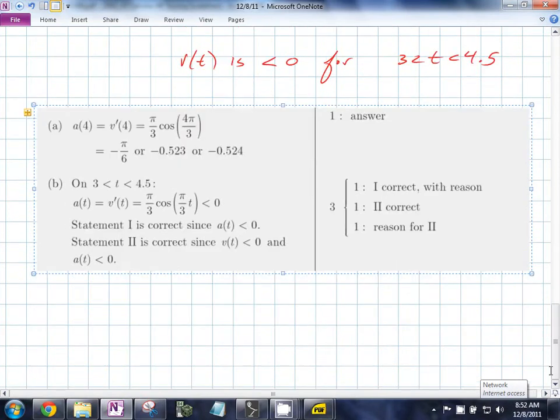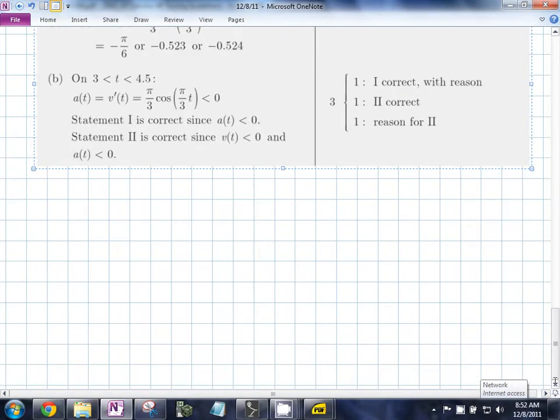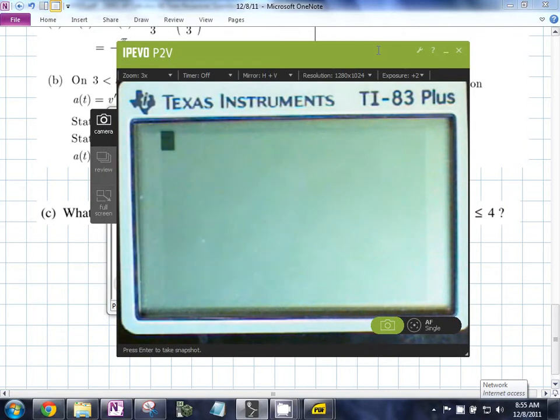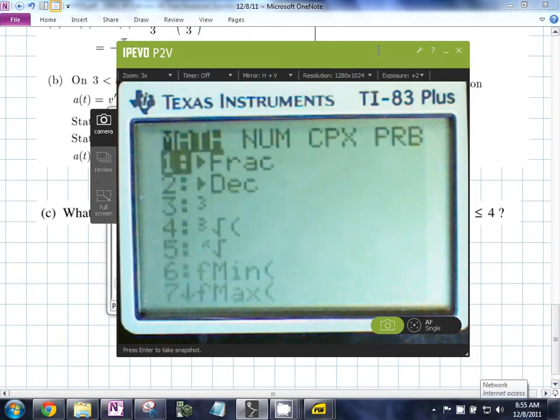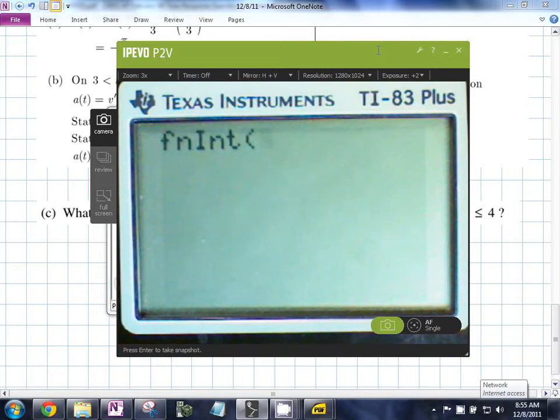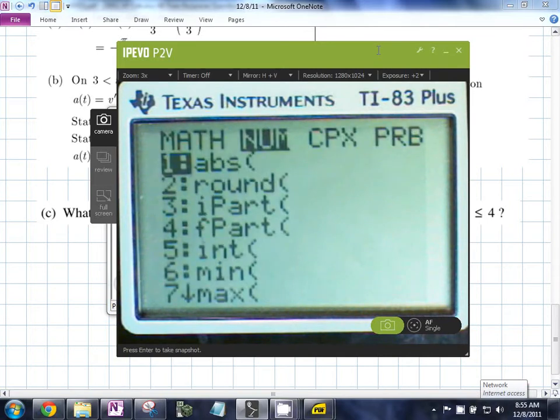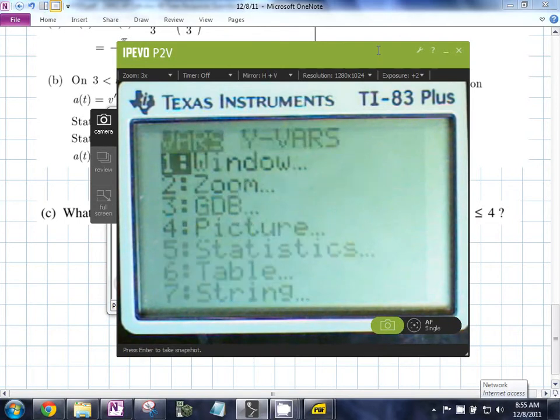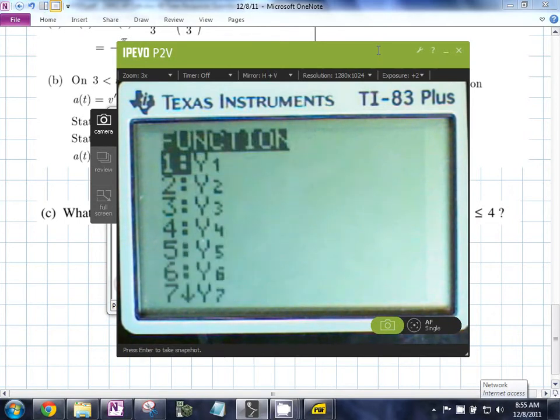Yes, absolutely. But I'm going to need to integrate, right? Math, right? Math 9, thank you. And then what am I going to put for the function? How do I get to absolute value? Math. It's num, right? Yeah, there's an absolute value of what? So vars, y vars, function y1, right? Well, I got to close it, right? Comma what? X, comma, 0, comma, 4.